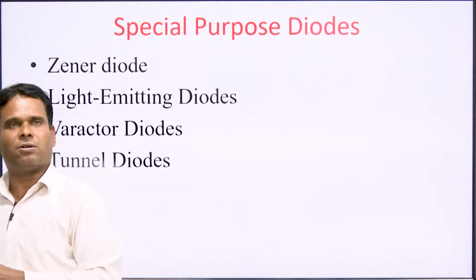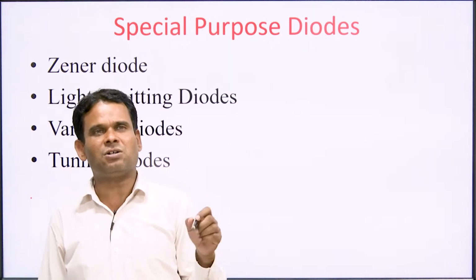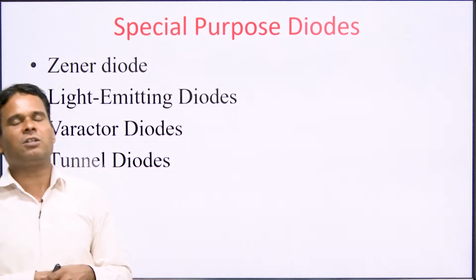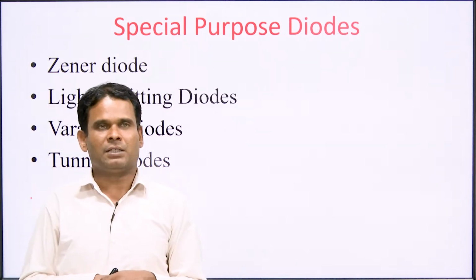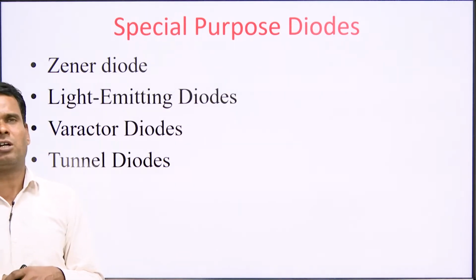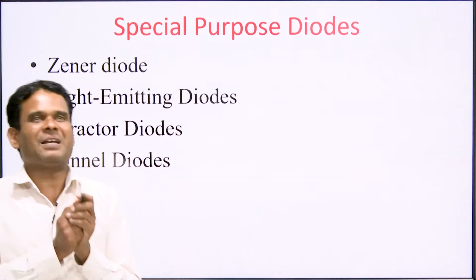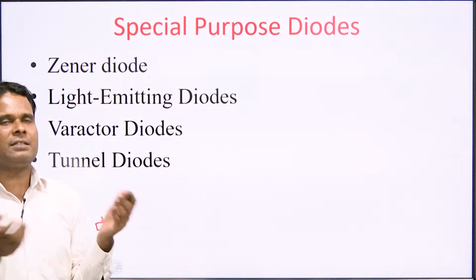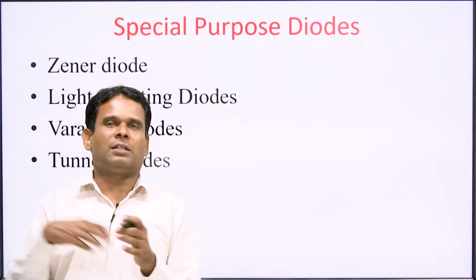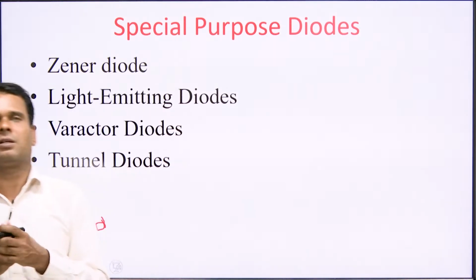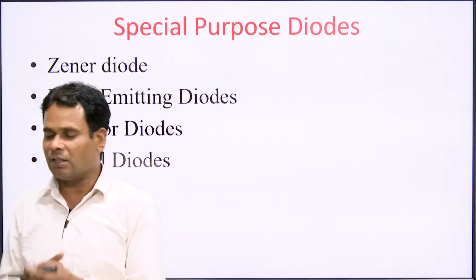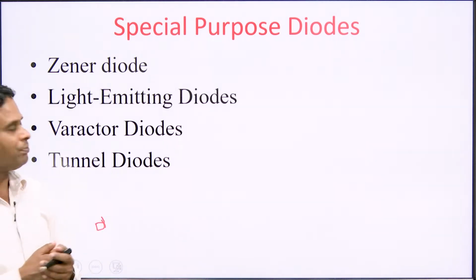Now, varactor diode. Varactor diode is a diode which is used as a variable capacitor, and it is also known as the varicap. This means we can use this diode to change the capacitance, especially in the tuning circuit. When we change the capacitance of the varactor diode, the tuning frequency will change, because the formula of tuning frequency is 1 upon 2 pi under root LC. Now, the fourth one is the tunnel diode.